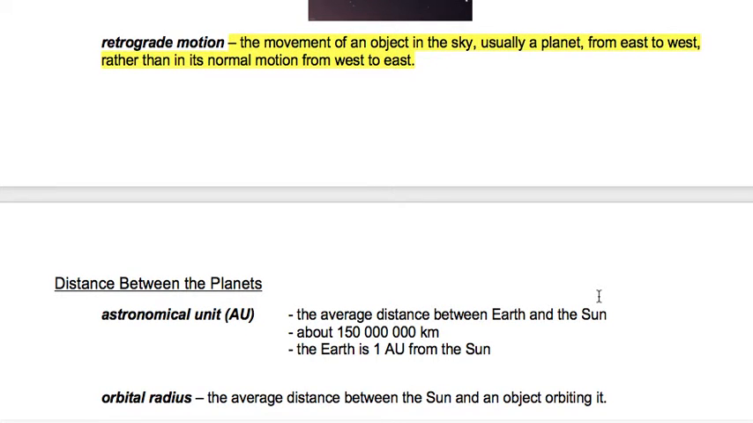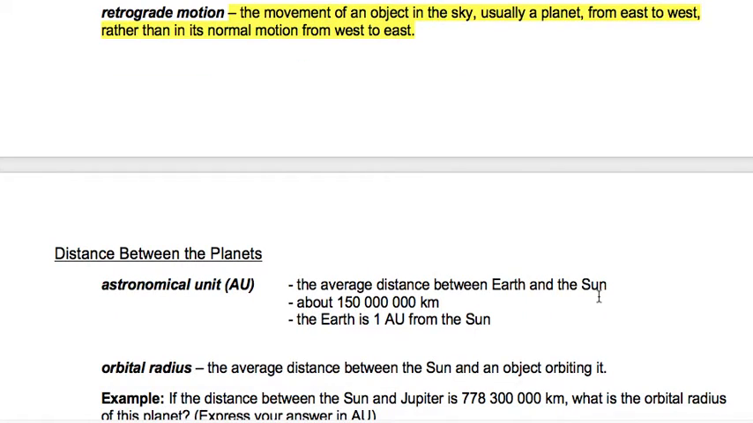Let's talk about the distance between the planets. We measure the distance between the planets in astronomical units. An astronomical unit is the average distance between the Earth and the Sun, and it is about 150 million kilometers. So we say that Earth is 1 astronomical unit from the Sun.